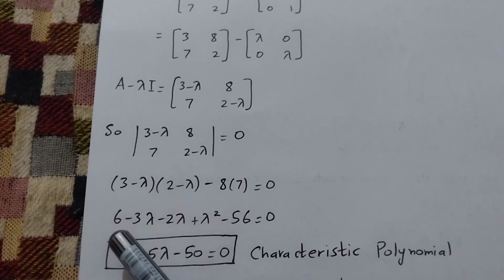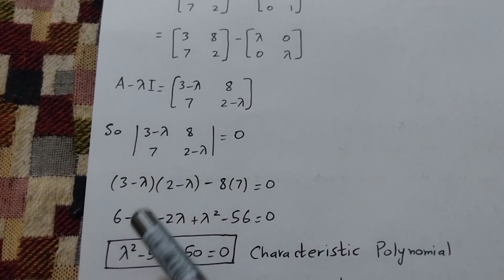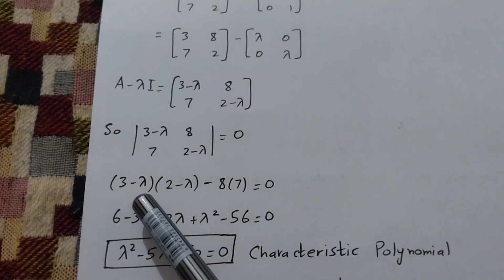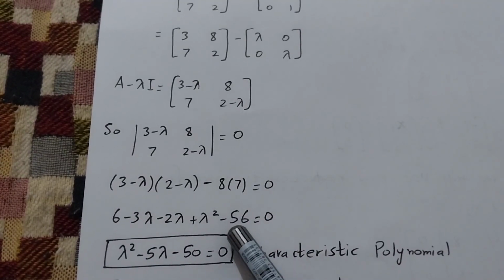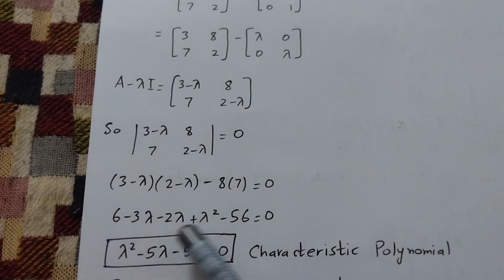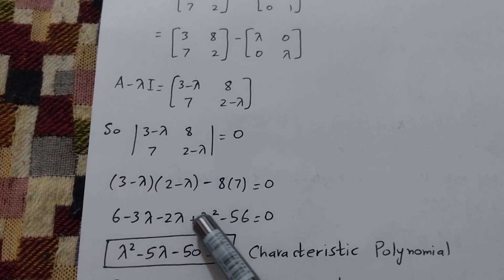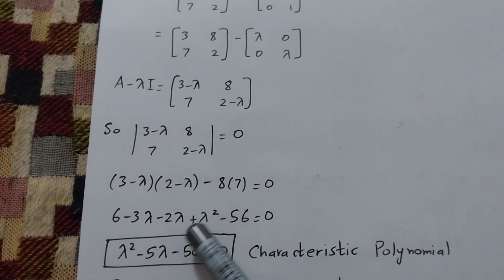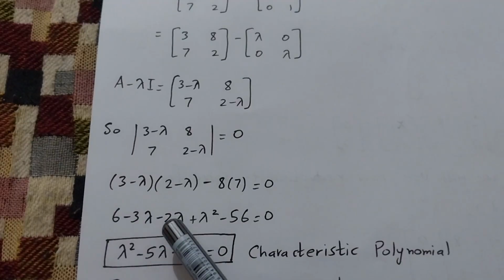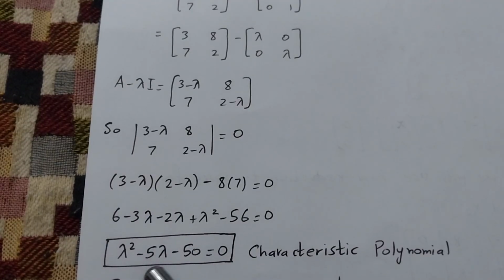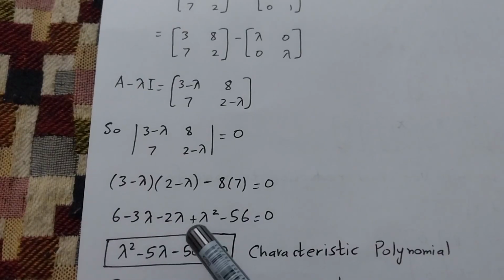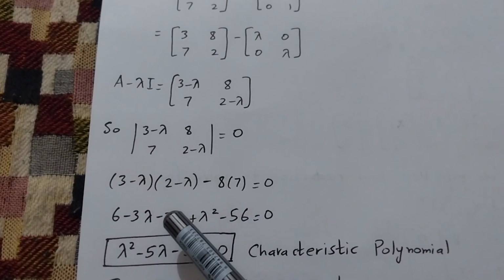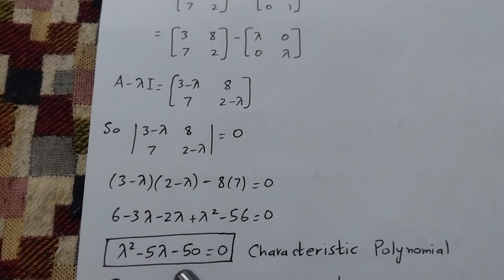So we'll get 3 into 2 is 6, 3 into minus lambda is minus 3 lambda, minus lambda into 2 is minus 2 lambda, minus lambda into minus lambda is plus lambda square, minus 8 into 7 is minus 56. And when we solve this equation, we have just lambda square here, and the two like terms minus 3 lambda minus 2 lambda basically give minus 5 lambda, and minus 56 and plus 6, when solved, give us minus 50.